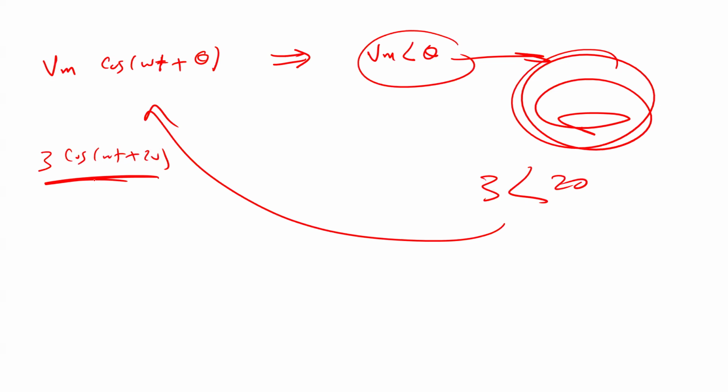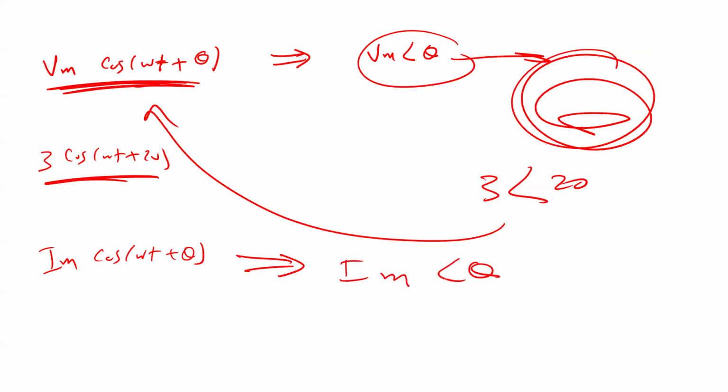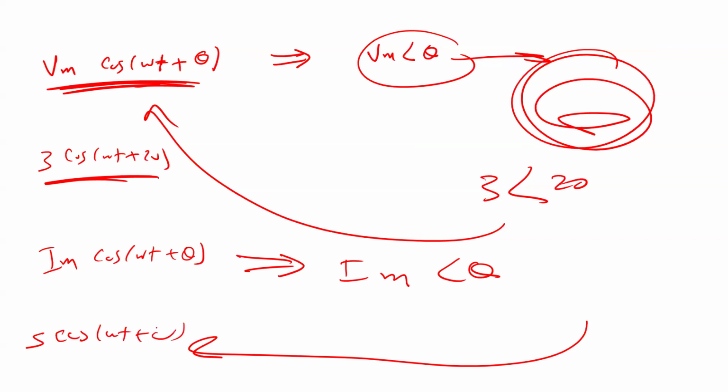Same thing here, this is for the voltage. The same thing can be for the current, Im cosine omega t plus theta. It's exactly the same thing. When I convert it to the complex domain, it should be Im with angle theta. After you do the calculation, whatever value you have, like 5, also cosine omega t plus the angle you get.